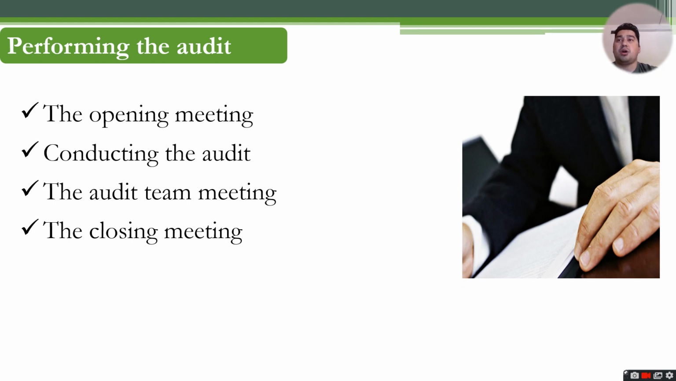After that, conducting the audit. Then you will do the audit team meeting. Then the closing meeting will be there. During the closing meeting, you will inform everyone of all the things you have done during the audit.